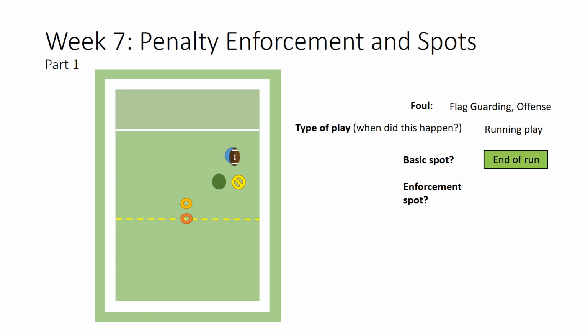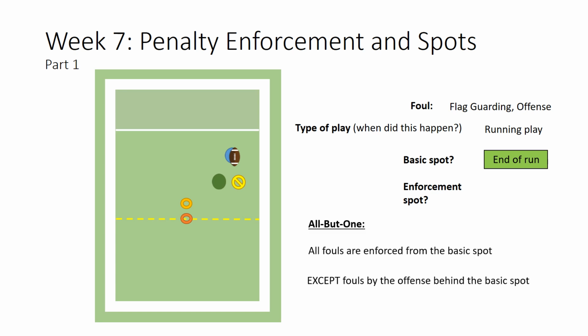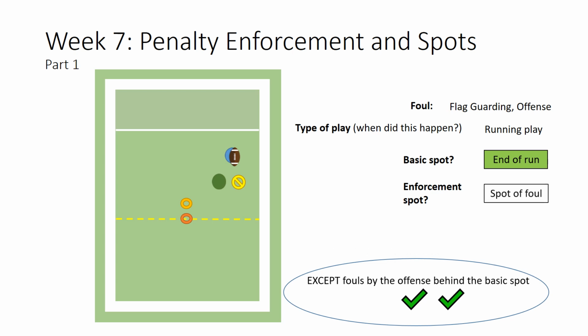Remember, the basic spot is merely a point of reference, not the end-all be-all for enforcement. So let's go to the all but one to figure out if the basic spot is what we will be using. All fouls are enforced from the basic spot, except for fouls by the offense behind the basic spot. Well, this foul occurred by the offense, and the location of the foul is behind the basic spot, which is the end of the run. Therefore, our exception applies, and we will enforce this penalty from the spot of the foul.